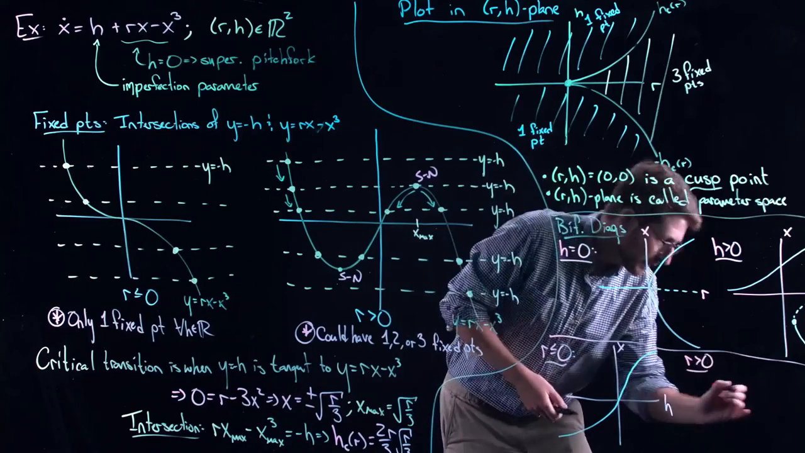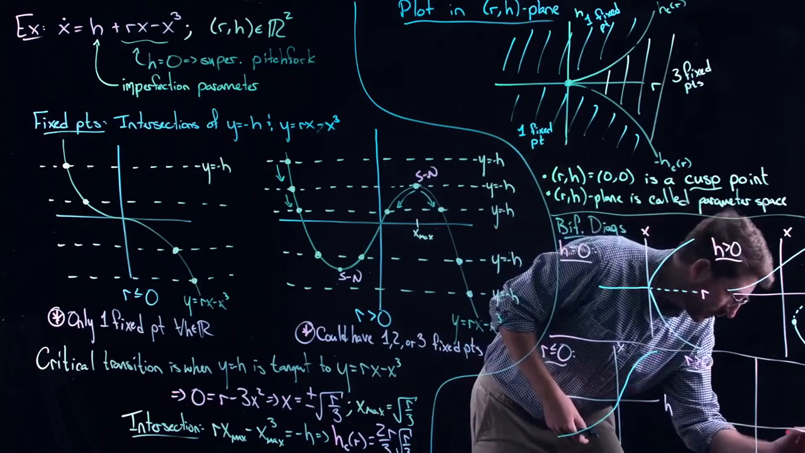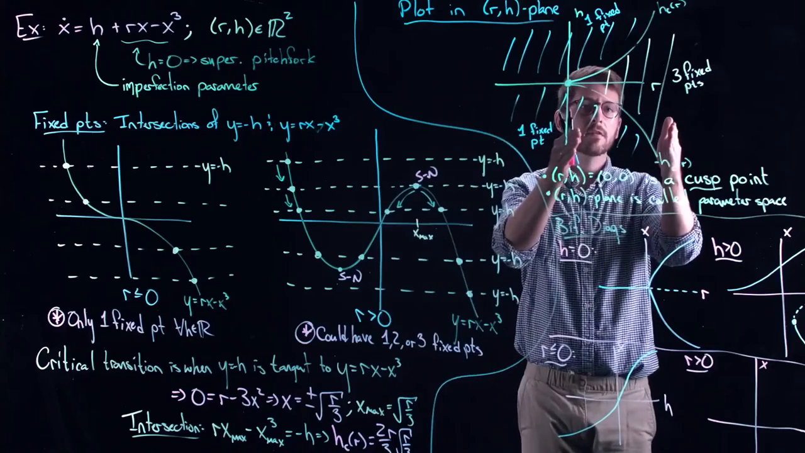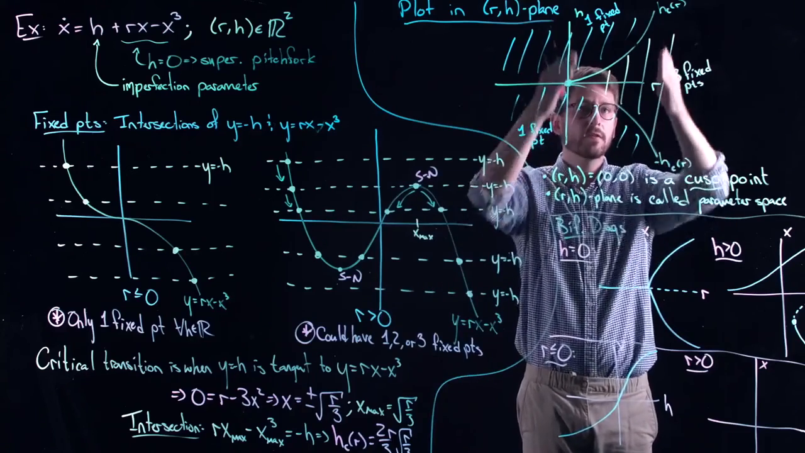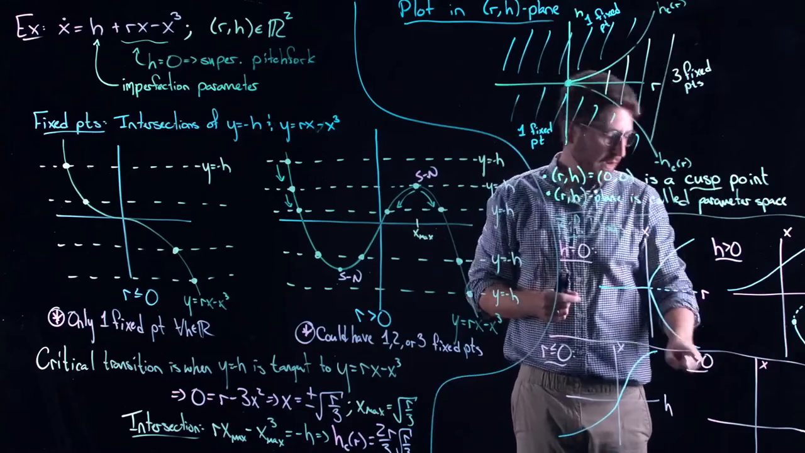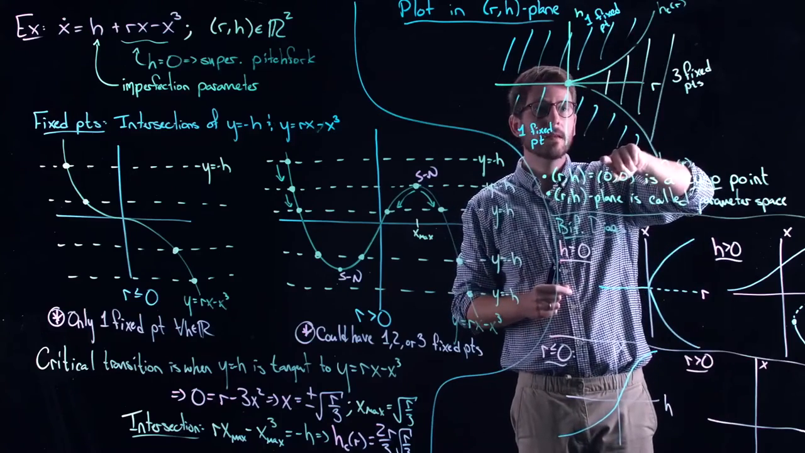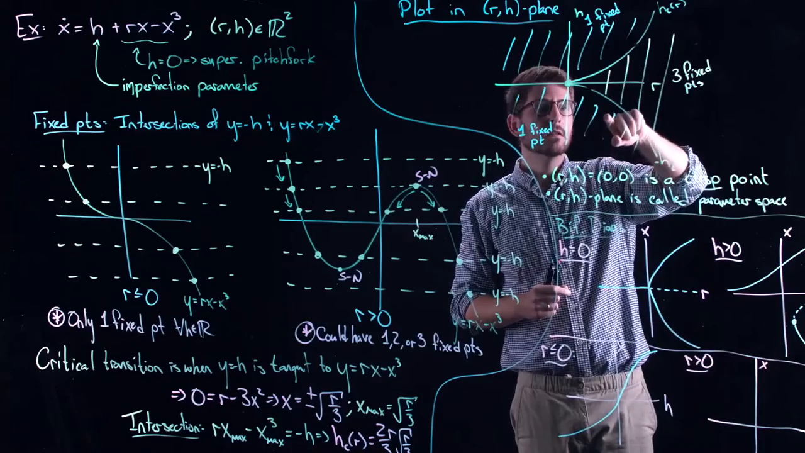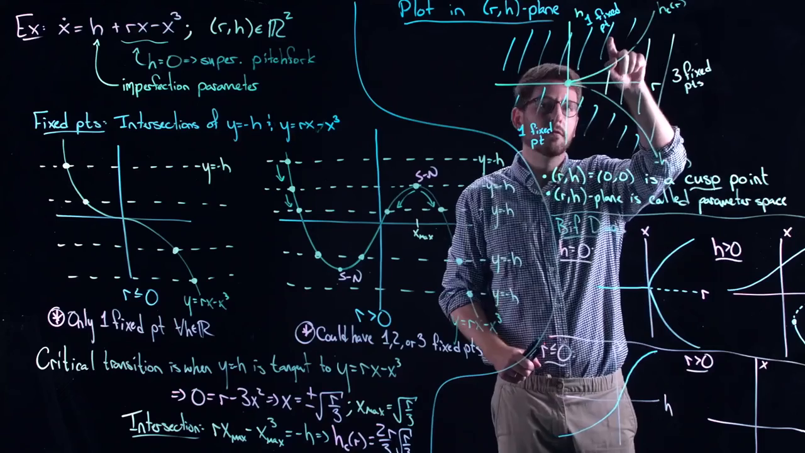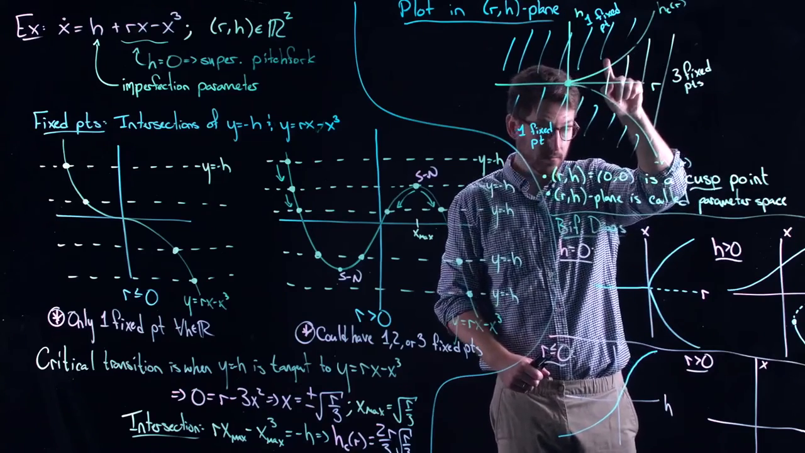When r is positive now, I get this. Let's take a look. If now I'm in this half of the parameter plane, r is fixed and positive, and h is going to go from minus infinity up to positive infinity. So I'm going to go like this. What happens? I have one fixed point, then I get three fixed points, then I get one fixed point. I have a saddle node bifurcation and another saddle node bifurcation taking place.